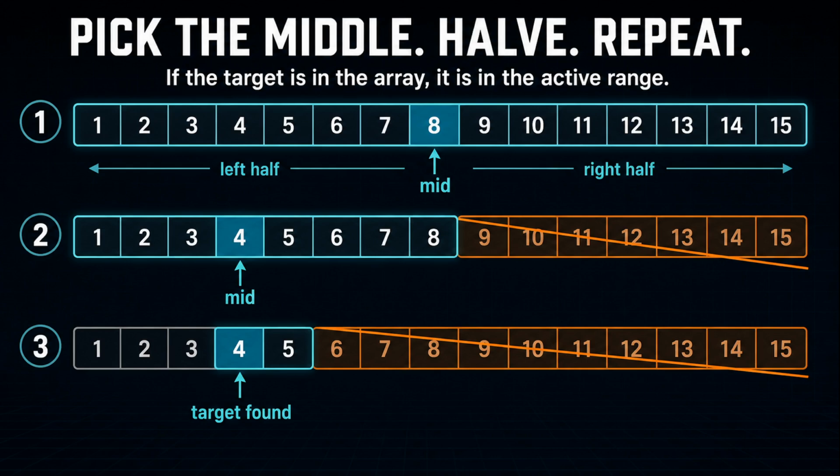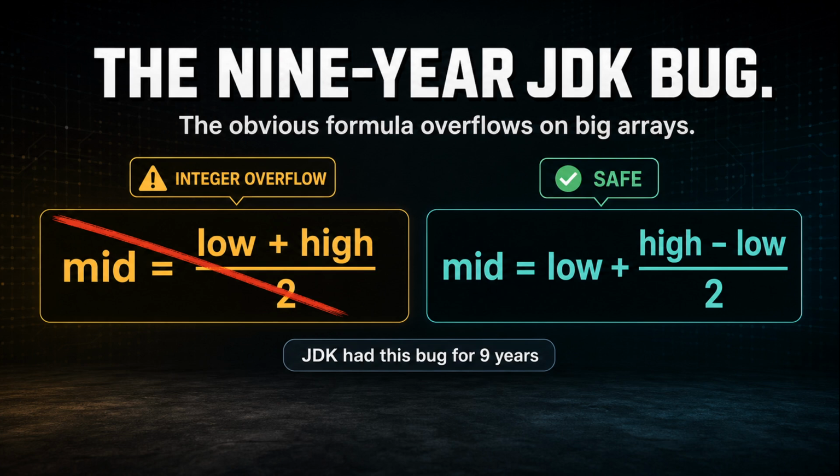The loop invariant is 1 sentence. If the target is in the array, it is somewhere in the active range. Every step shrinks that range by half while keeping the invariant true. Yeah. And yet this is the algorithm with more buggy implementations in production code than I think any other. So what is the first famous trap?